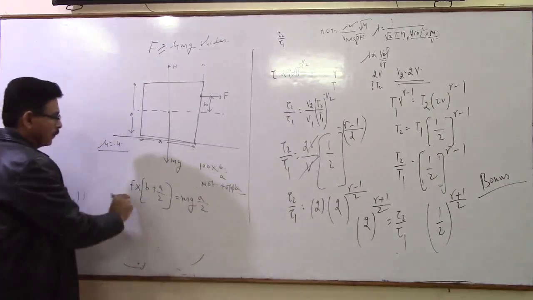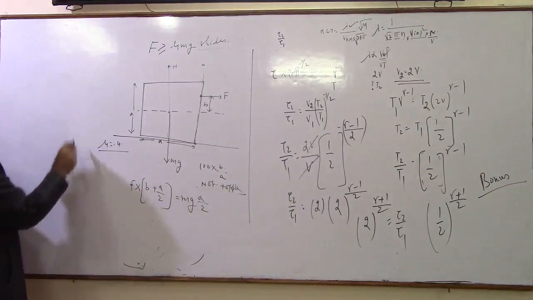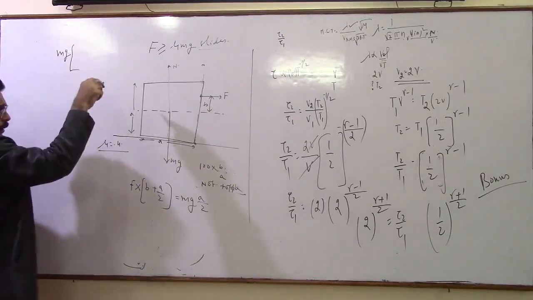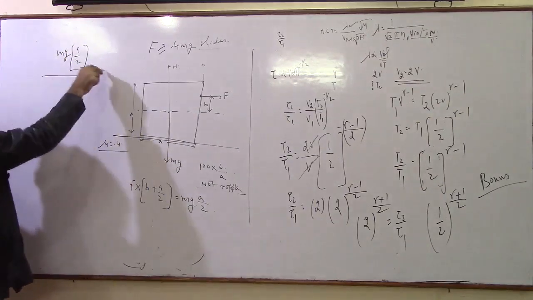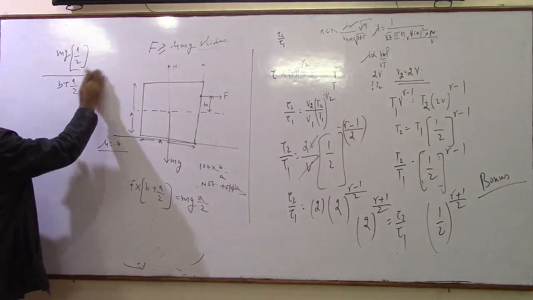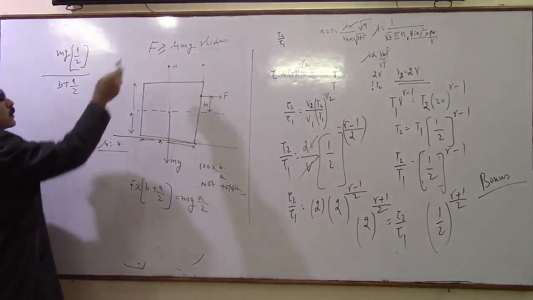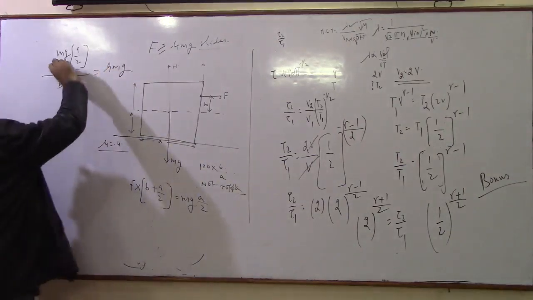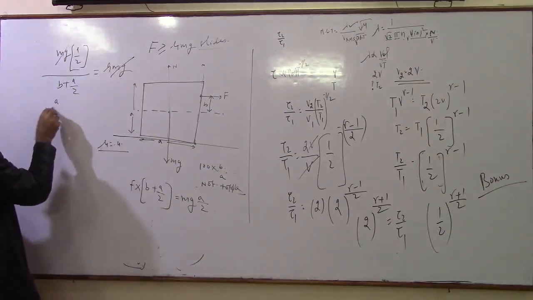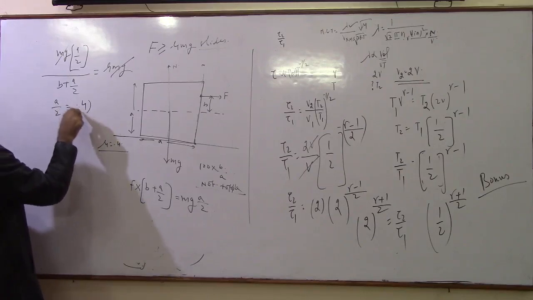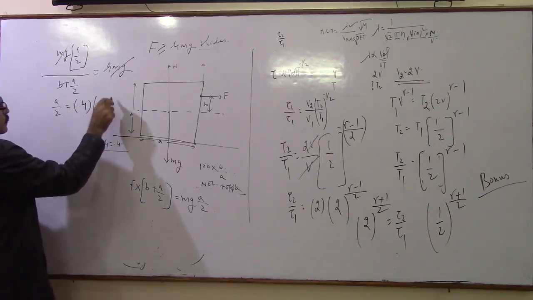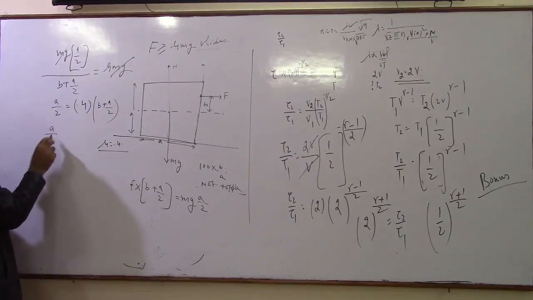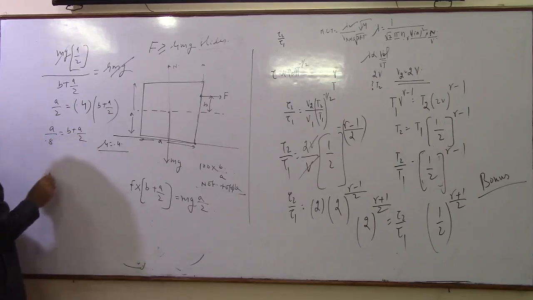Now, if we compare these two forces, the force required for toppling will be mg times (A by 2) divided by (B plus A by 2). And this force should be less than or equal to the sliding force, mu mg, so that the toppling takes place before sliding. You cancel mg and mg, mu is 0.4. So I get A by 2 equals 0.4 into (B plus A by 2). Just bring it here: A by 0.8 is equal to B plus A by 2. That is 10A by 8, which is 5A by 4.